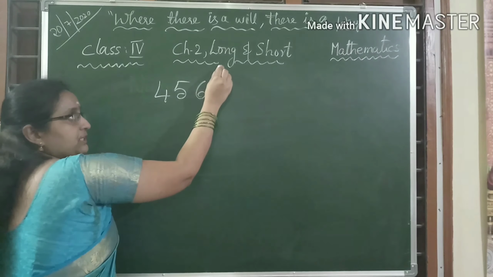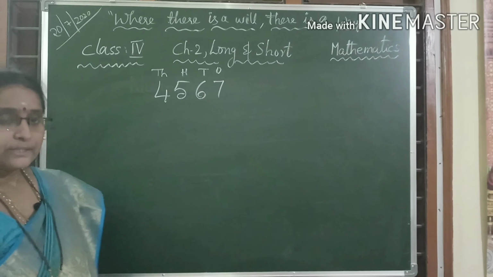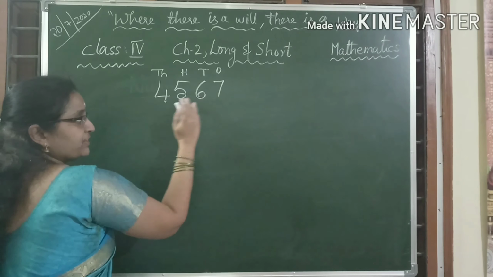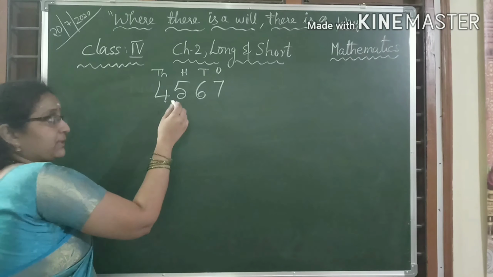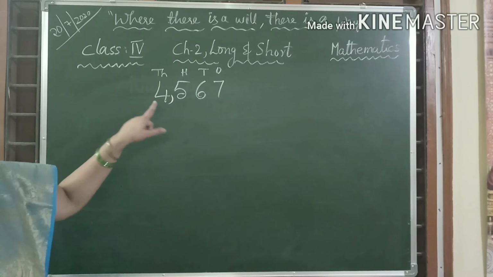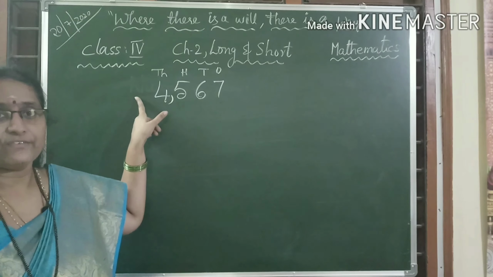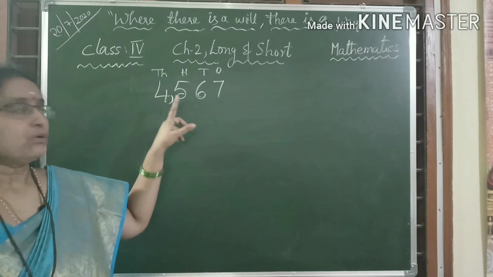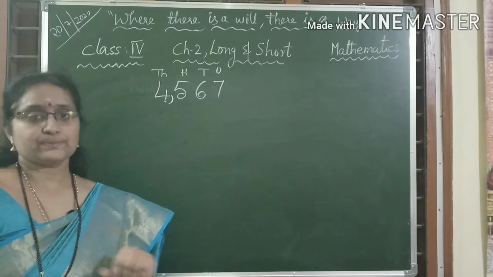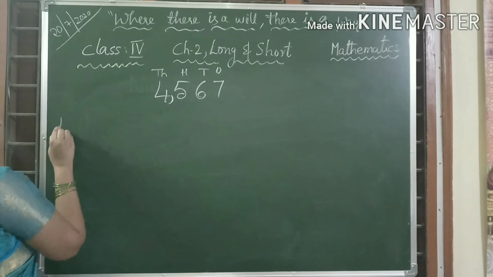After that what will we get? Yes, thousands place. Then before 3 place values we have to keep a comma here. So this is 4,567. This is called the standard form of the number. Now we need to write the expanded form. What is the expanded form?